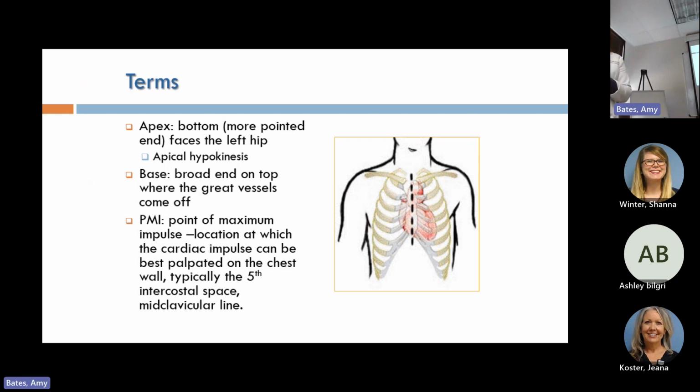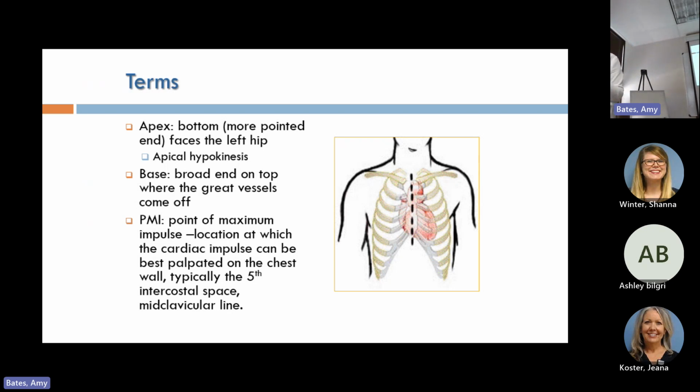So again, just understanding the terms and the structure and function of the heart. When we're talking about the way the heart sits in the chest, it's about the size of your fist, and sits over to the left a little bit behind the sternum. When they talk about the apex and the base, the apex is actually at the bottom. It's the more pointed end, and faces the left hip.